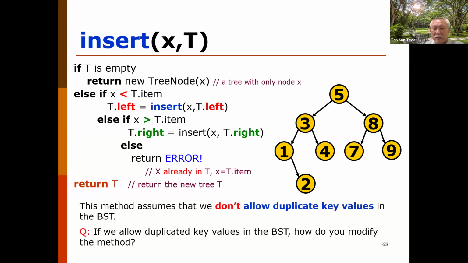If we allow duplicates in the BST, then how do we modify this method? That means you must take care of the equal sign here, right? And then you do something here.